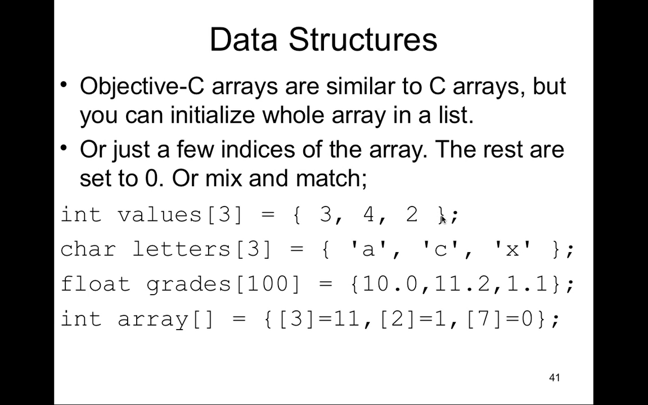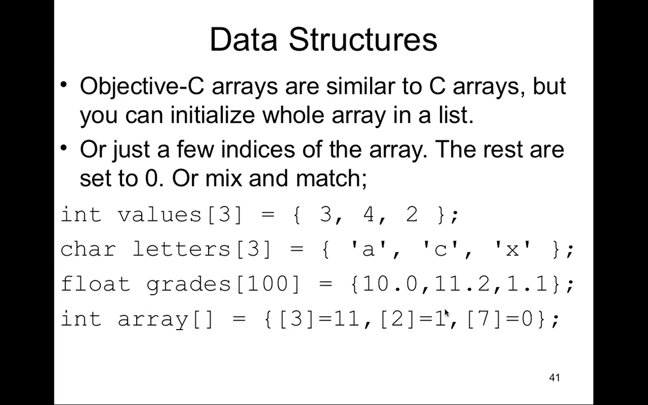So here we have values 3 equal to value 3, initializing. We're using the opening and closing curly brackets here, and then the square brackets over here to indicate the size of the array. Character array 3, and we have characters in here separated. The character notation is the same as C, using a single quote. Strings use double quotes. Grades 100, this is a grades float, so we're using a decimal here.